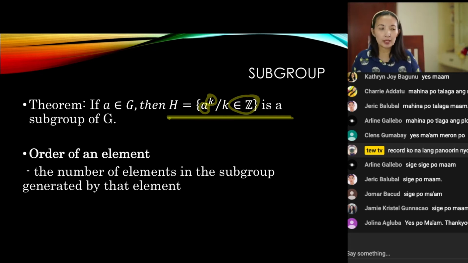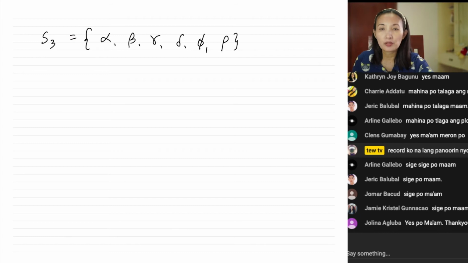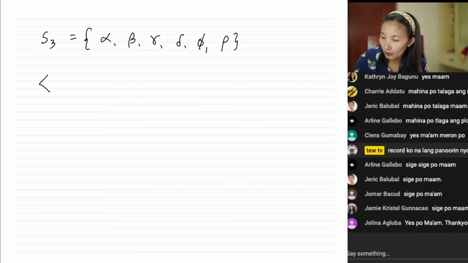So we begin here by considering the element alpha. Okay, let's begin with alpha. Think what will be generated if we do alpha. So we start with the element alpha.